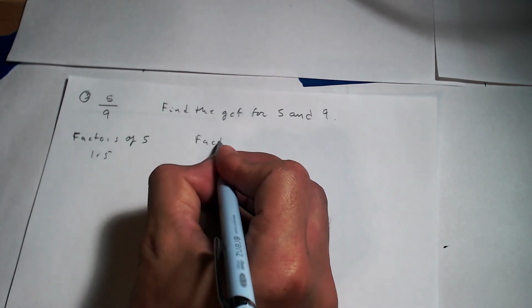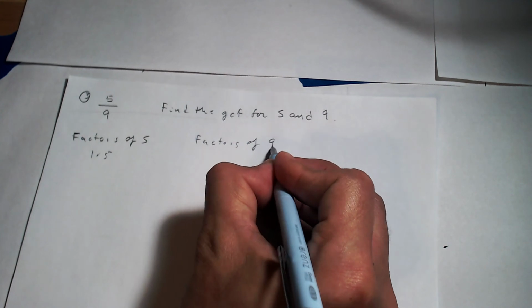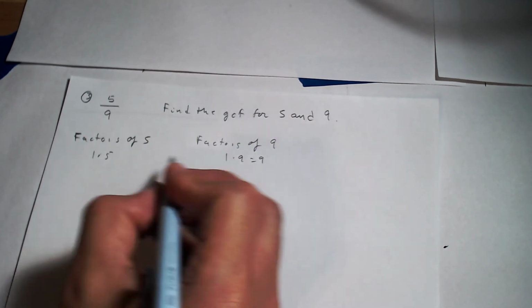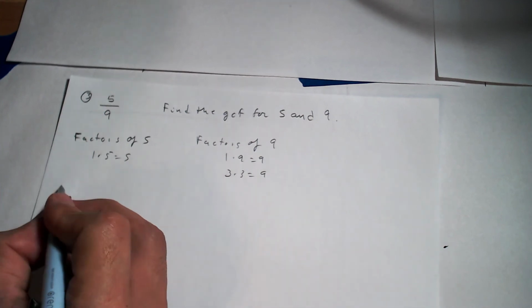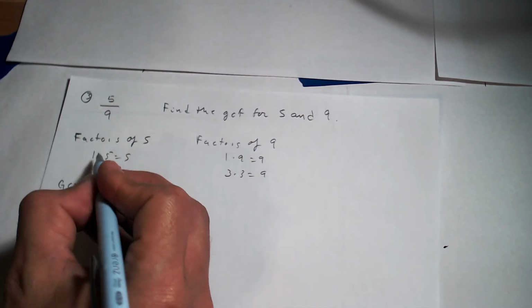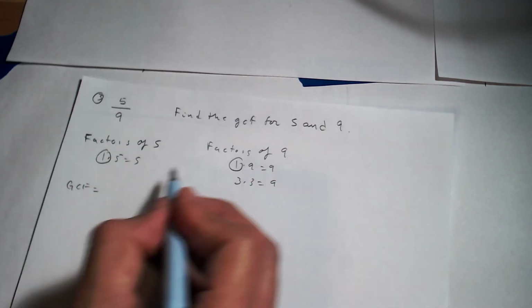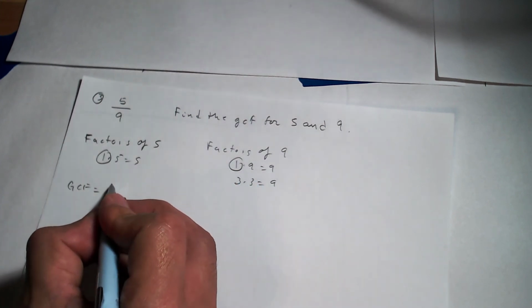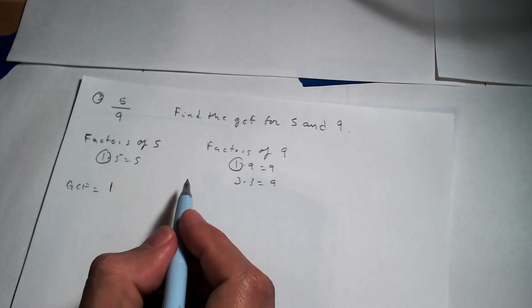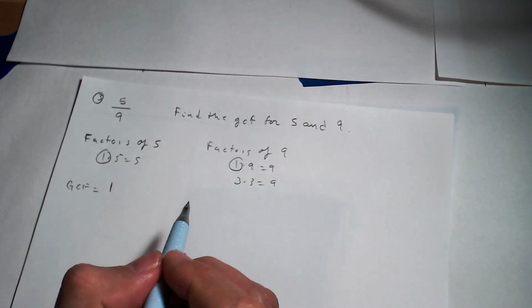So what are the factors of 9? So 1 times 9 and 3 times 3 gives me 9. So what's the greatest common factor? So the only factor they have in common is 1. So then the GCF in this case is 1 here.